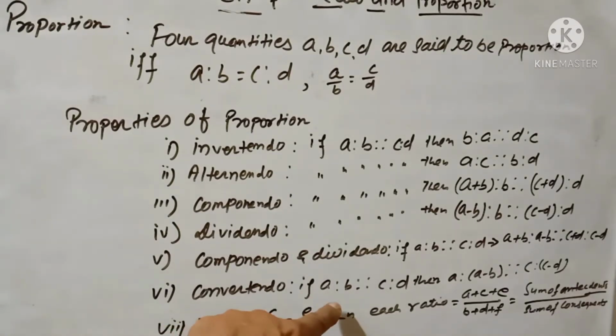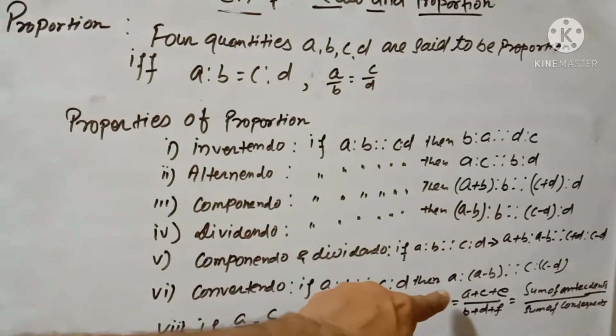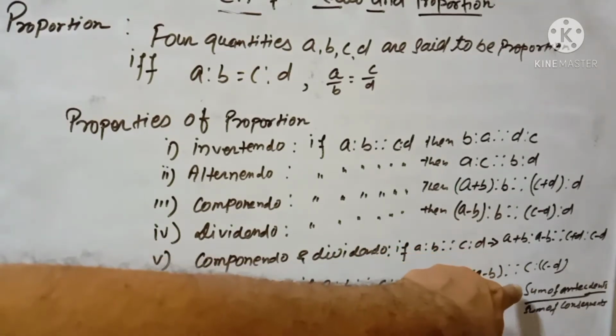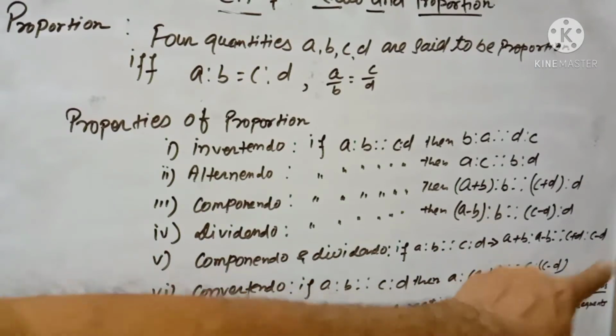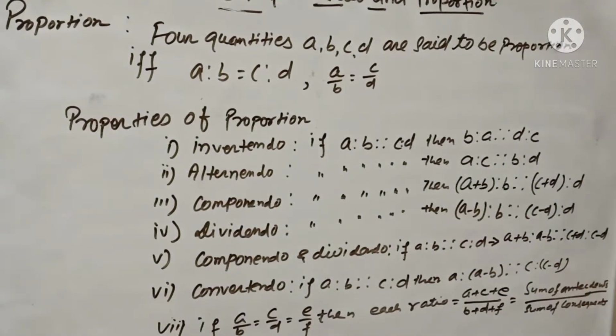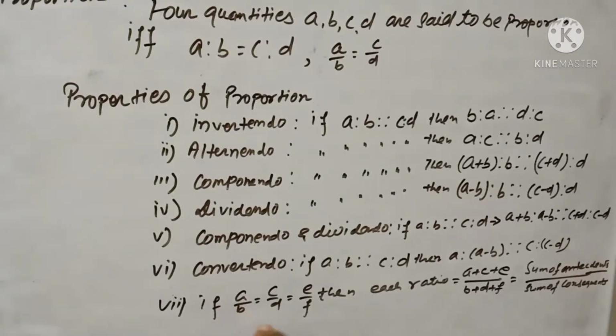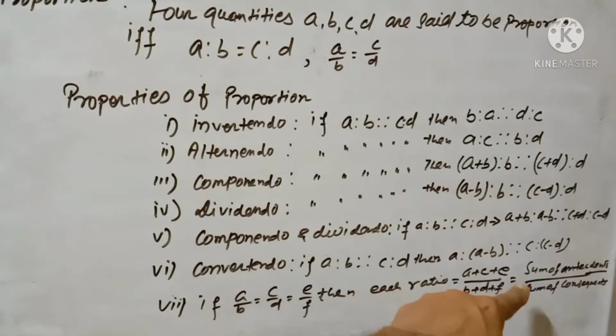Convertendo: if a ratio b is proportional to c ratio d, then a ratio a minus b is proportional to c ratio c minus d. If your terms are given as a by b equals c by d equals e by f, then each ratio is a plus c plus e by b plus d plus f. So this is known as what? Sum of antecedents by sum of consequents.